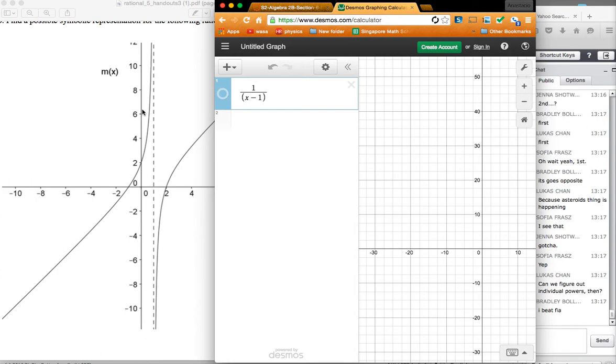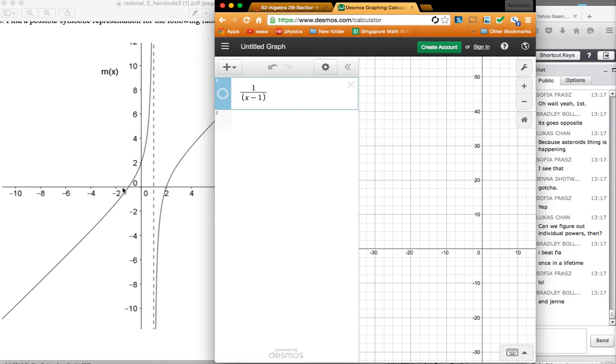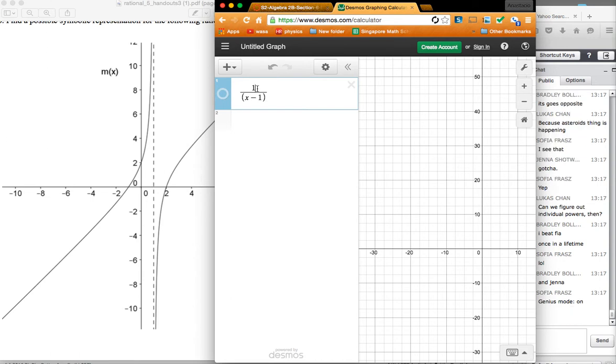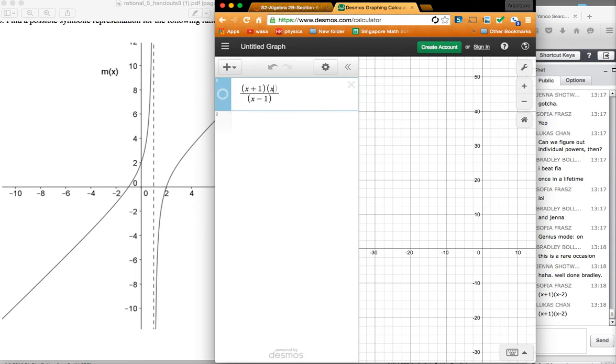You can't figure out the individual powers by looking really here. You have to look at the whole puzzle altogether. Anyway, let's go on to the x-intercept. So what is the numerator going to look like? All right, x plus 1, x minus 2. Exactly. x plus 1, x minus 2.